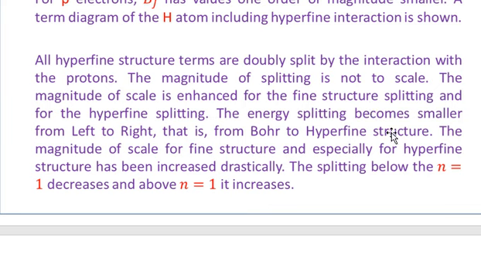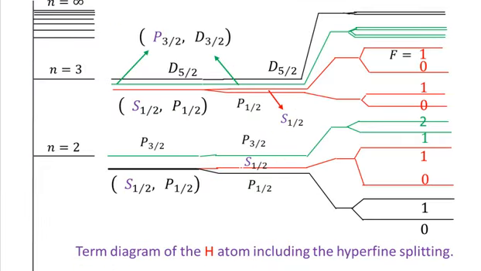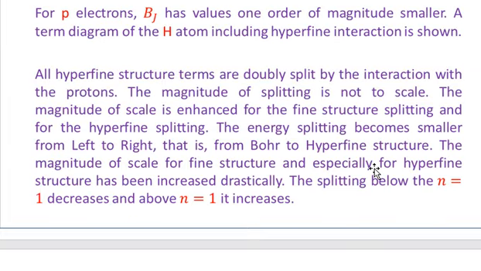The energy splitting becomes smaller from left to right. In principle, if you move from left to right, the splitting energy should decrease. That is, from the left to right in this figure, if you move, then the splitting should decrease ultimately and become much smaller for the hyperfine structure splitting. But you know that we have done the reverse of that one. That is, I have exaggerated and magnified the fine structure splitting as well as the hyperfine structure splitting so that you can see the spectrum clearly and you can also appreciate their splittings.